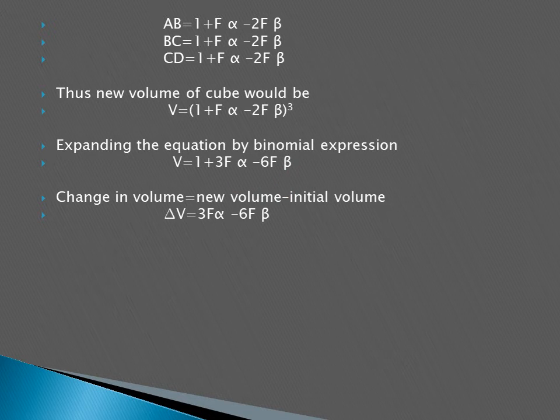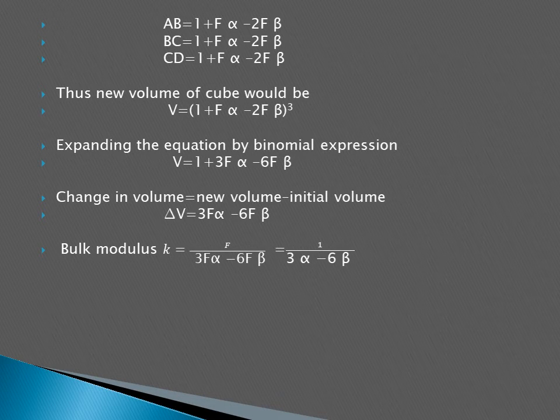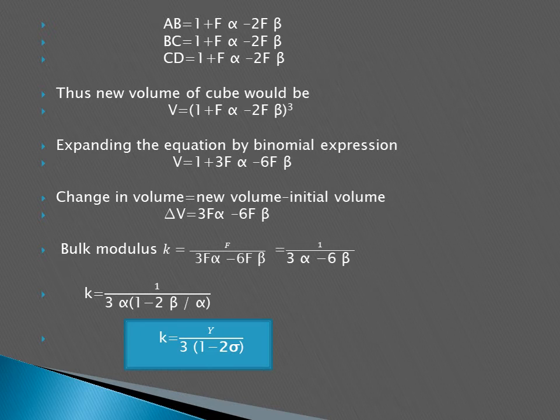Now, we would find the bulk modulus, which is equal to force upon volumetric strain, that is represented by K. Thus K is equal to F upon (3F alpha minus 6F beta), that is equal to 1 over (3 alpha minus 6 beta). Now we take alpha as common and we get the equation as shown. Here beta upon alpha is also equal to Poisson's ratio and 1 over alpha is equal to Young's modulus, as we have seen earlier. So the equation would become K is equal to Young's modulus upon 3 into (1 minus 2 into Poisson's ratio), and we name this equation as equation first.